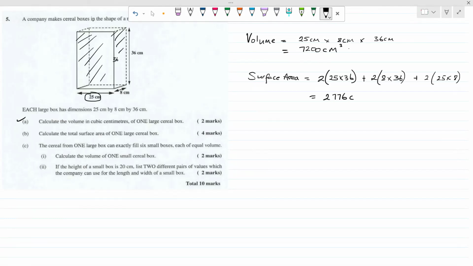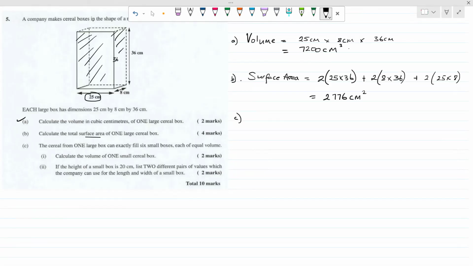Yeah, I get 2,776, and we're going with centimeters squared for this one, right? Because it's our surface area. Yeah? So that's A, that's B. Everybody okay with that so far?